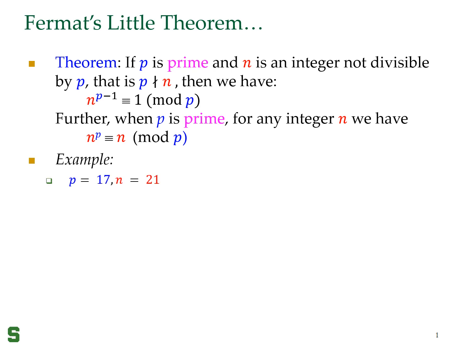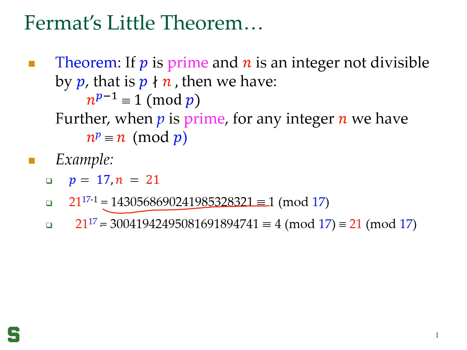So let's look at an example. Let's say the prime number that we're looking at is 17, n is 21. In that case, 21 to the power 17 minus 1 is this one huge number, but if we do modulo 17 arithmetic, then it would be 1. If I take 21 to the power 17, I have another huge number which is equivalent to 21 mod 17, which is 4.